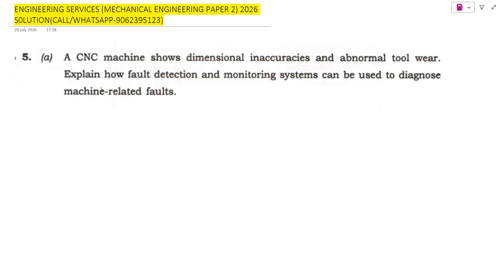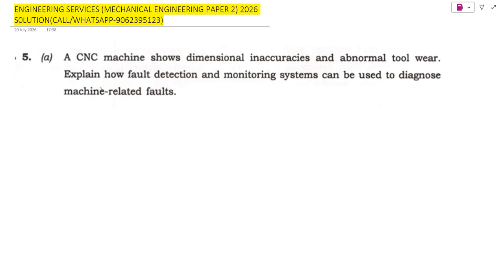Look at this question. This question is taken directly from the Engineering Services Mechanical Engineering Paper II 2026 examination. Okay, and the question related to CNC machines, automation, sensors, predictive maintenance, and Industry 4.0 are becoming increasingly important. And today's question presents a real life industrial situation.